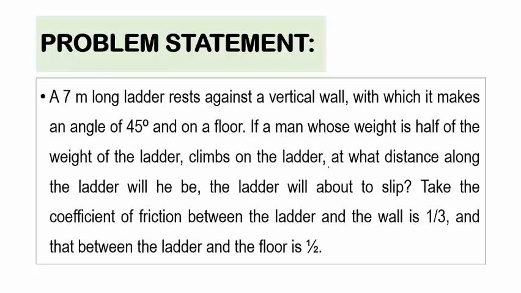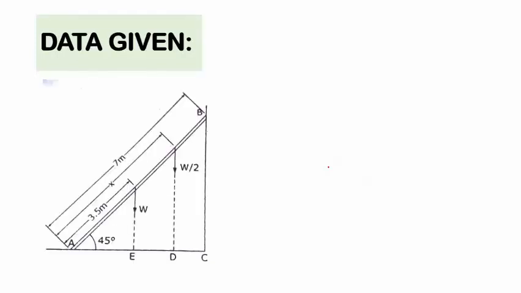The ladder will be about to slip. Take the coefficient of friction between the ladder and the wall as 1/3 and that between the ladder and the floor as 1/2. Data given in the problem. In the problem, the considered ladder rests against a vertical wall. The length of the ladder is given as 7 meter. So its weight will be considered at the center point of the ladder, that is at the distance of 7/2, that is 3.5 meter from either end. The weight of the ladder will be considered.